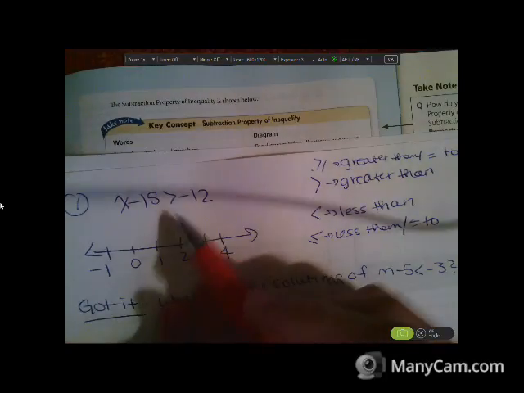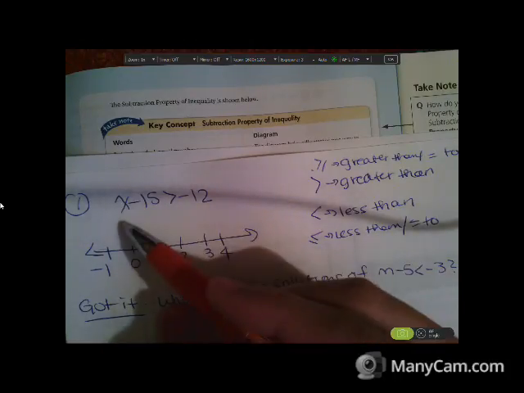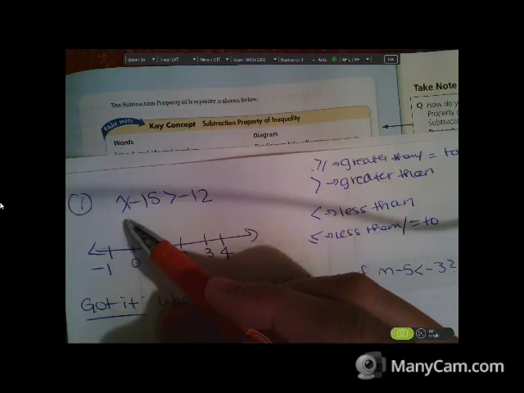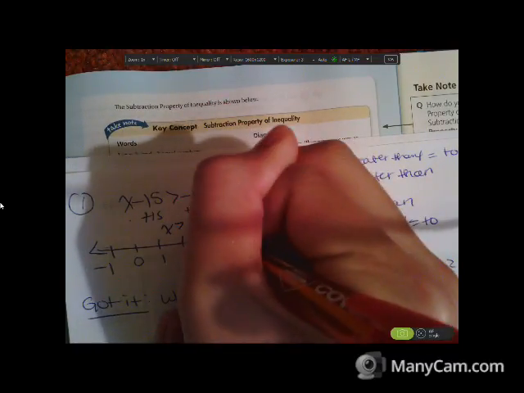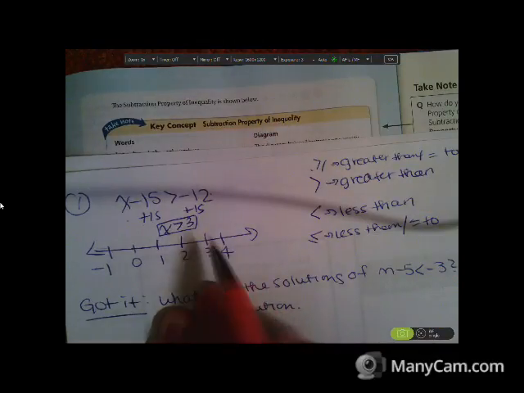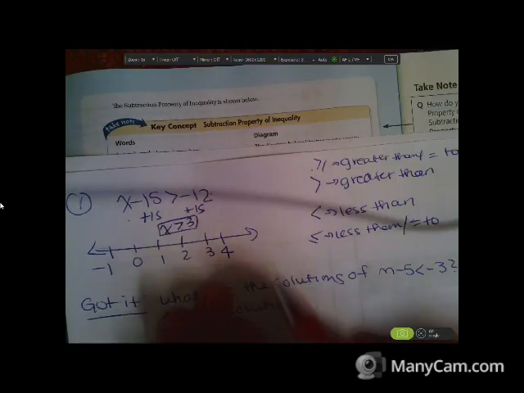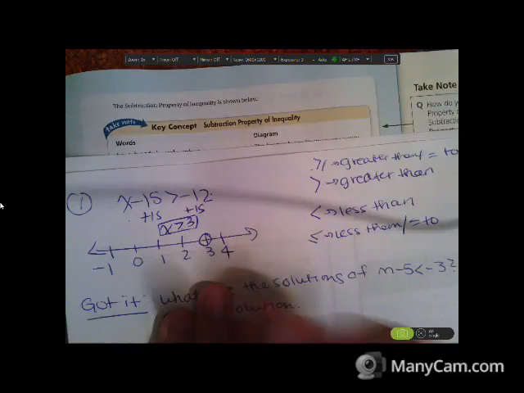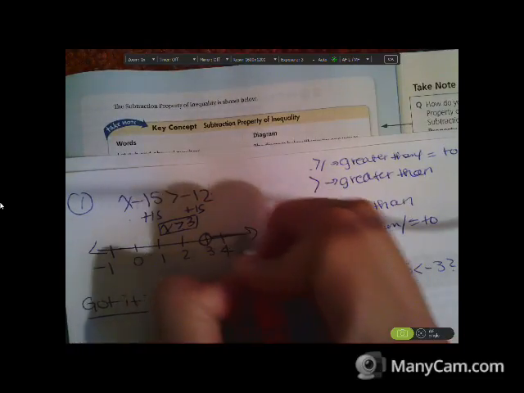Alright, so x minus 5 is greater than negative 12. Now, similar to equations, I want to get x by itself. I want to isolate it. So, I'm going to use the inverse operation and add 5 on both sides, which leads me to x is greater than, and negative 12 plus 5 is negative 7. So to graph that, because this is strictly greater than, it's going to be an open circle. And because x is greater than that number, x can be anything bigger, so we're going to go to the right.